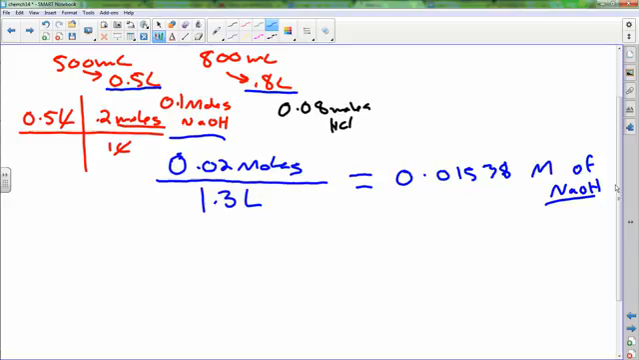Okay, now at this point, that's the concentration of the OH that we're going to find in there. So if we take the negative log of that, that gives us the pOH, 1.81. And then we can subtract to find the pH. 12.2, basically.